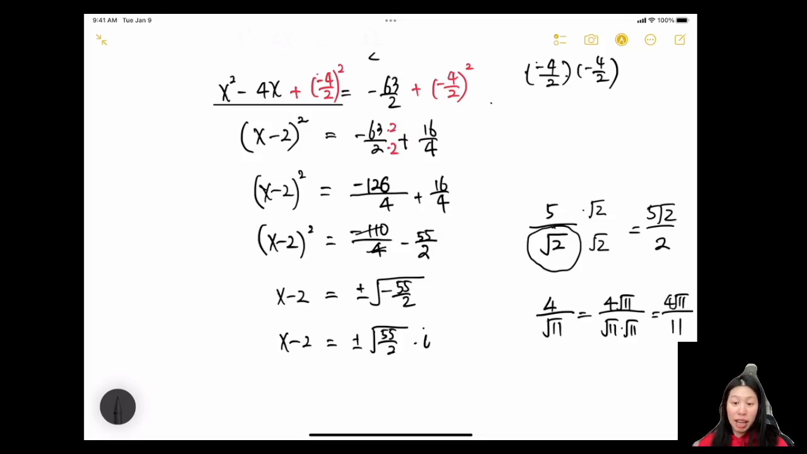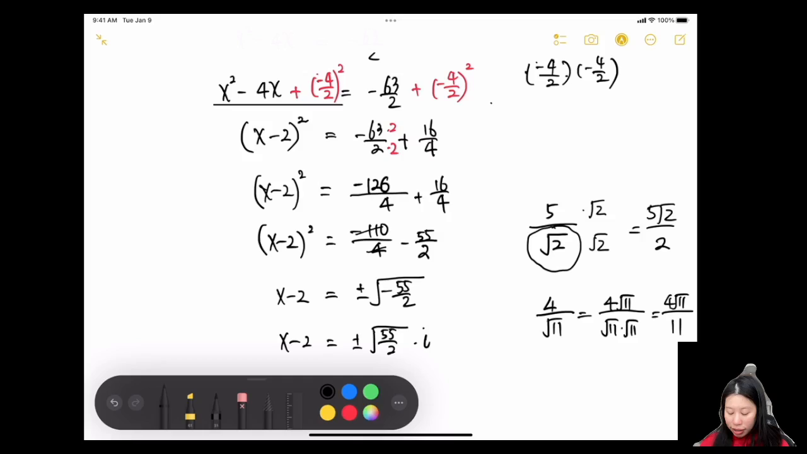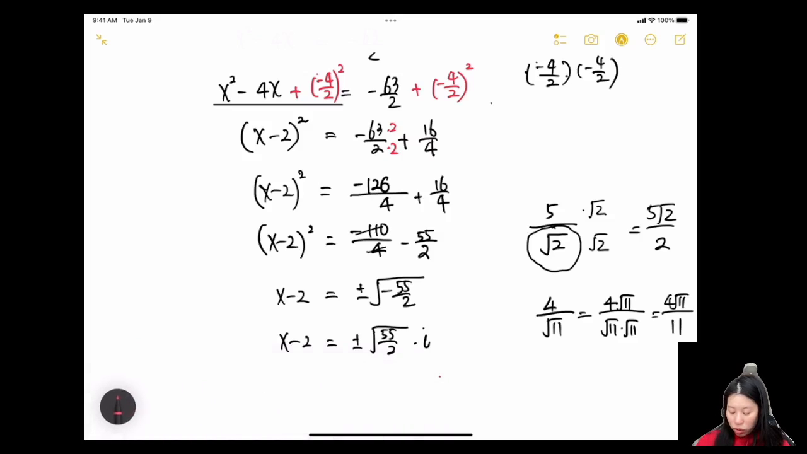The bottom will become 11, the whole number, instead of with the square root. You can have a square root in the top. So in this case, you try the square root of 2 on the top and bottom.